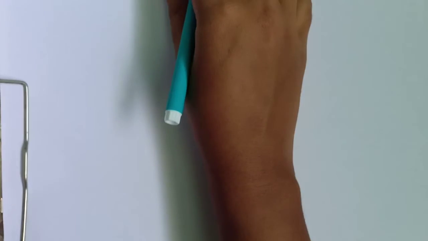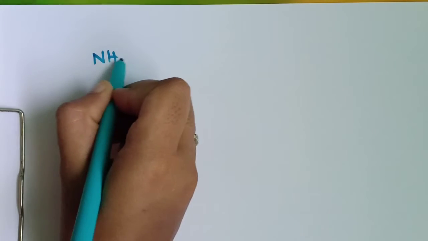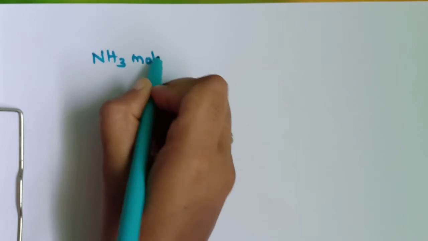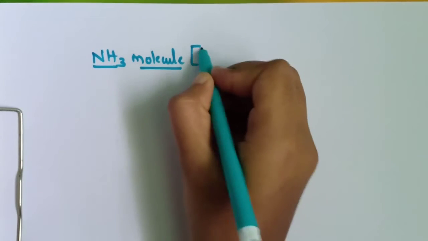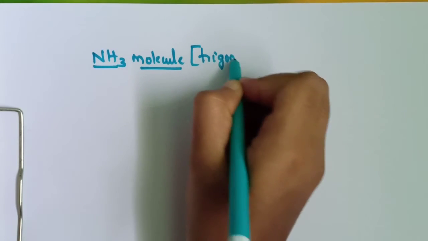Let's move on to the second example, that is the NH3 molecule. I hope you understood the H2O molecule very well. If you did not understand it, please comment. I'll try to explain it once again. This is having the shape trigonal pyramidal.